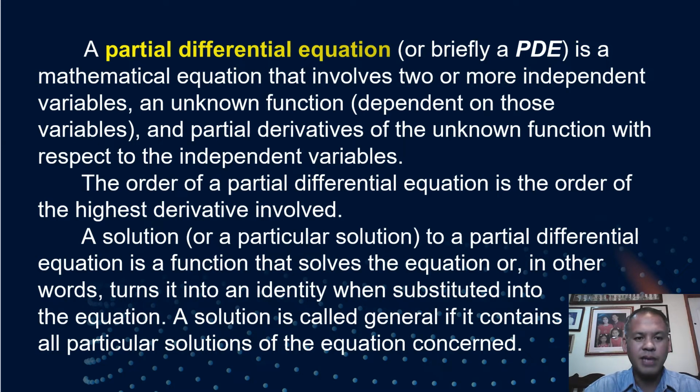So, when we say second order partial differential equation, this means that we have the second derivative as the highest derivative of the partial differential equation. A solution to a partial differential equation is a function that solves the equation, or in other words, turns it into an identity when substituted into the equation. A solution is called general if it contains all particular solutions of the equation concerned.